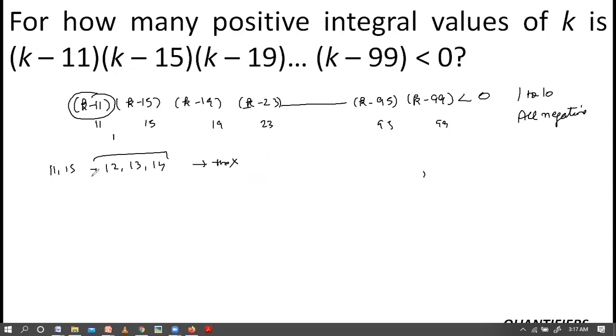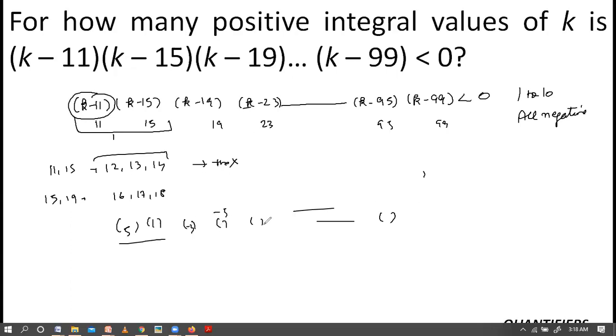Now, if I will put a value between 15 to 19, if I put 16, 17 and 18, can I say now my first two terms are positive? Because 16 minus 11 is 5, 16 minus 15 is 1. First two terms are positive, and since there are 23 brackets, the rest 21 brackets will be negative. 16 minus 19 is minus 3, 16 minus 23 is minus 7, and so on. My 21 brackets will be negative. So basically this is overall negative. So for 16, 17, 18, these values are qualified for my result, right?